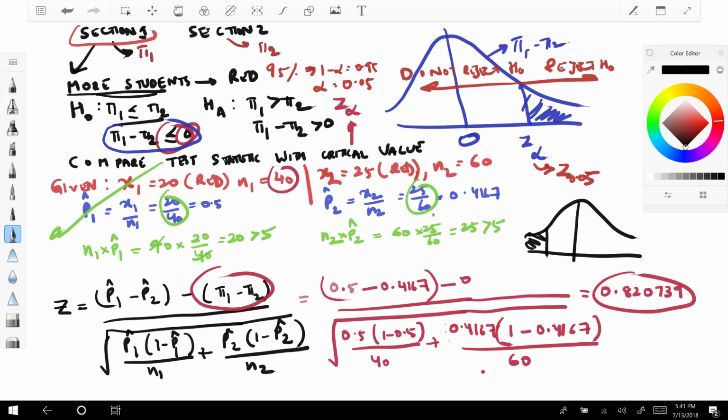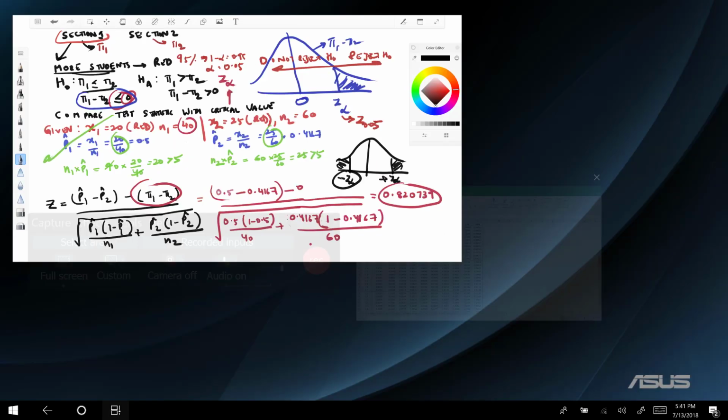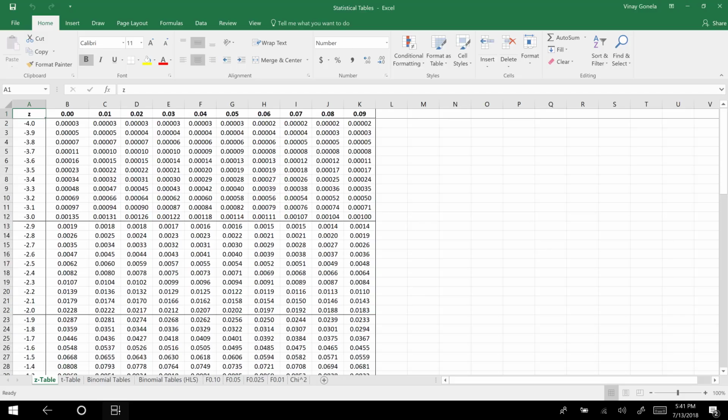So if this is negative z alpha, this can be positive z alpha. So we would look for negative z alpha and then we will convert it into positive from our table. So let's go to the z table and look for the z value 0.05. So here is our z table. We are looking for a value 0.05, so it would lie somewhere here. I will highlight it.